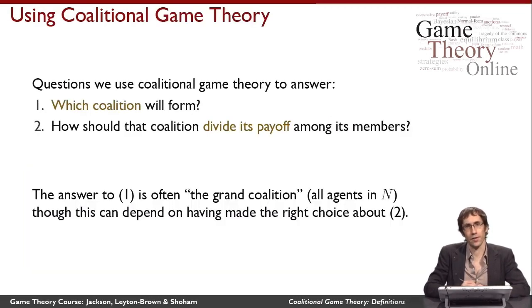There are two typical questions that we want to ask using coalitional game theory, the two fundamental questions. The first is, which coalition makes sense to form? Which coalition would like to form in this game? And secondly, once we know which coalition will form, how should the coalition divide its payoff amongst all of the people in the coalition? Now, we're not going to spend very much effort thinking about the first question. It's usually going to be the case that the answer is the so-called grand coalition, which means everybody. So usually all of the agents will agree to work together. However, sometimes in order to guarantee that this would be true, we have to be careful about thinking about how the coalition will divide its payoffs among its members.